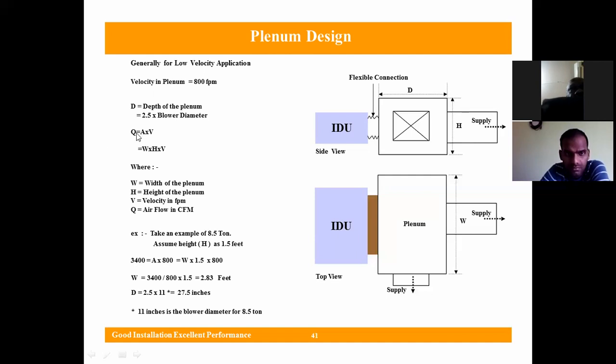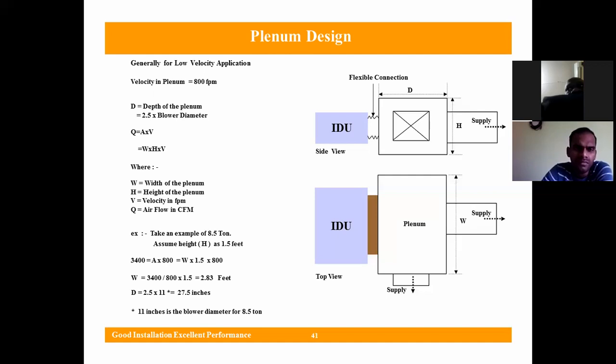So equate in this formula, Q is equal to A into V. From 8.5 ton, you might be getting around 3,400 CFM. That also you'll be getting from the catalog. All those are input values only, we'll be already getting. What we are trying to do now is design the plenum only. We might be knowing the ton of the air conditioner and the CFM of the air conditioner. From those known values only we will be sizing the plenum box.